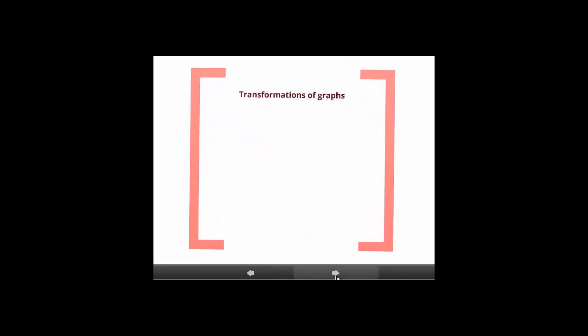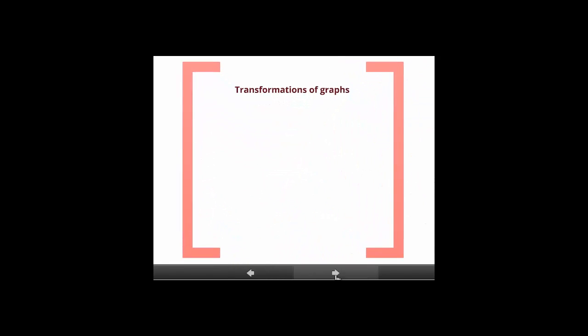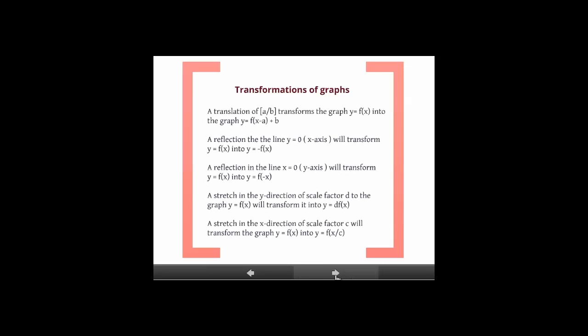Lesson on the modulus function and graphs of the modulus function. We'll start by looking at some transformations of graphs. So let's have a think back at what we already know about transforming graphs. There's the different transformations we've already learnt in A-level maths.